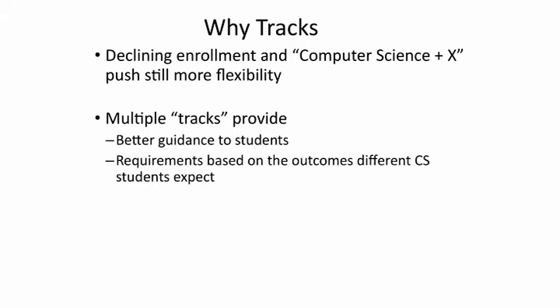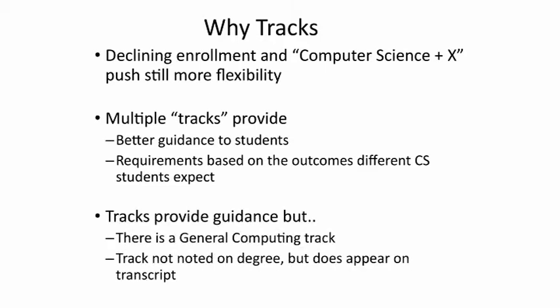So the multiple tracks provide better guidance to students. If you go to the web pages, they will typically talk about the types of careers you can get based on the classes of a particular track. And the requirements are based on the outcomes that different CS students expect.